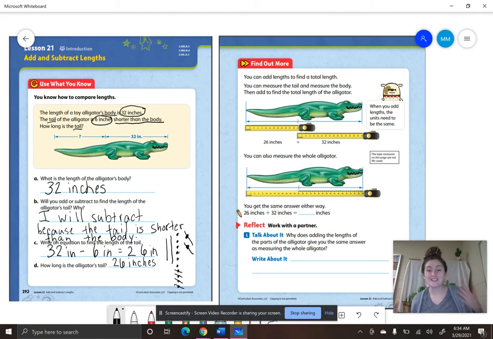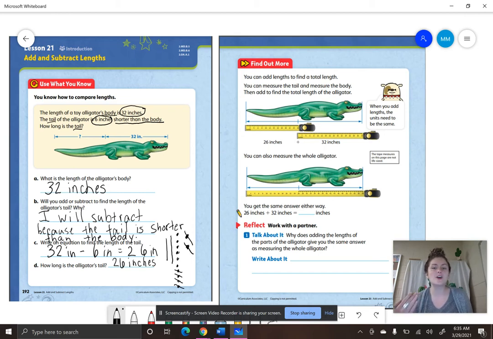All right, let's go on to page 193. Now it's saying that we could add lengths to find a total length. It says you can measure the tail. We know that the tail is 26 inches, and we can measure the body. Then we could add to find the total length of the alligator.